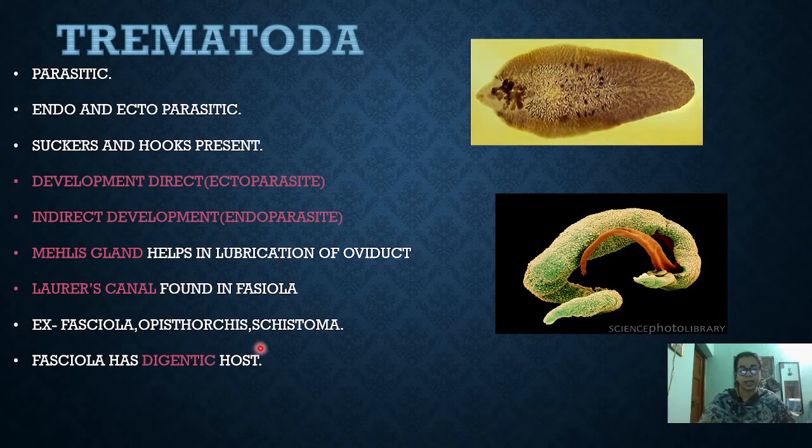Then these are the examples of Trematoda, and Fasciola has a digenetic host. What is a digenetic host? Those organisms which complete their life cycle within the body of two hosts are known as digenetic organisms or digenetic hosts, that is, they have two hosts. One is in the sheep, another one is in the man. So that's why they are known as the digenetic host.